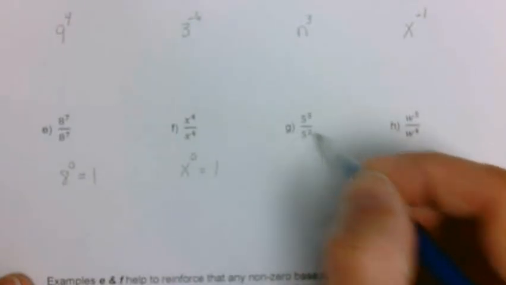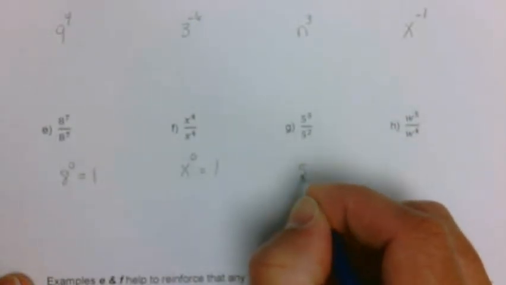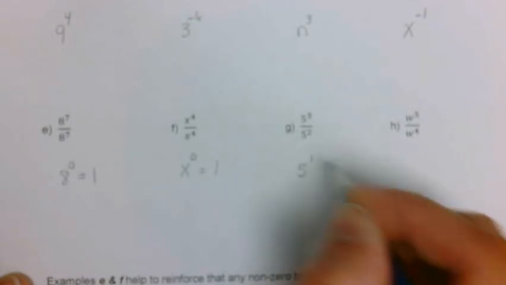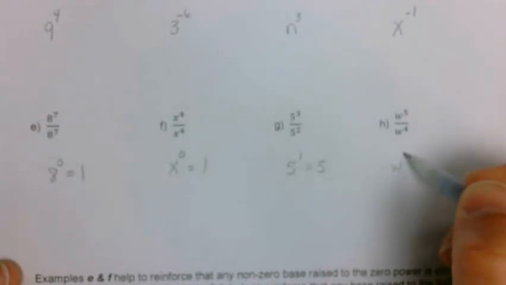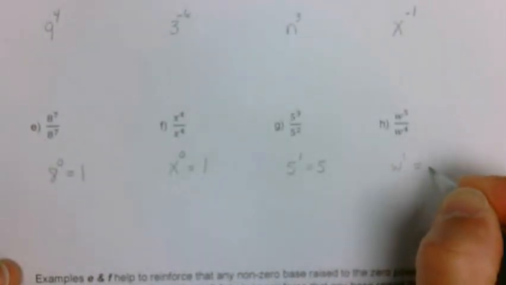5 to the 3rd divided by 5 to the 2nd. Keep the base of 5. 3 minus 2 is 1, so we get 5 to the 1st, which is just 5. And then in letter H, w to the 5th divided by w to the 4th. Keep the base of w. 5 minus 4 is 1. W to the 1st, which is just w.